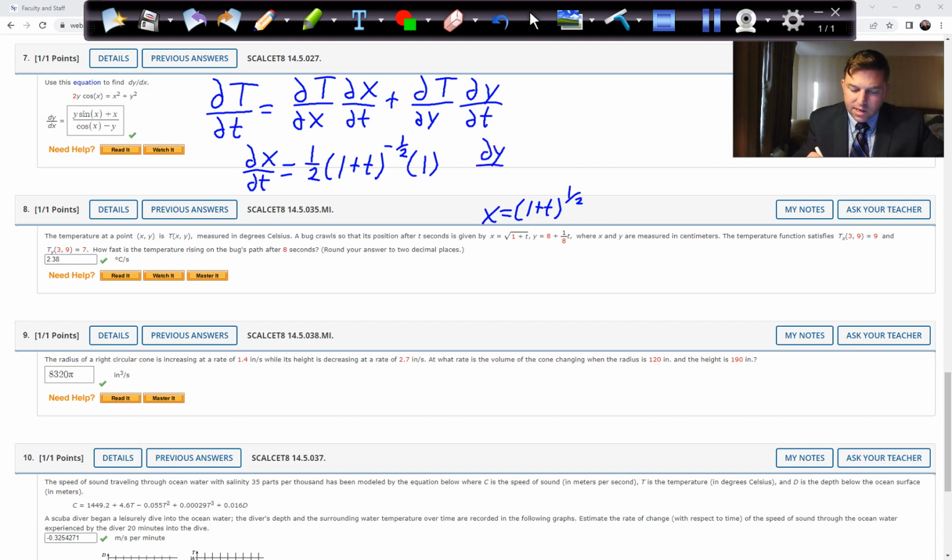Then we find dy/dt, and that one's a little simpler. The function's 8 plus 1/8 t. 8 goes to 0, 1/8 t becomes 1/8.